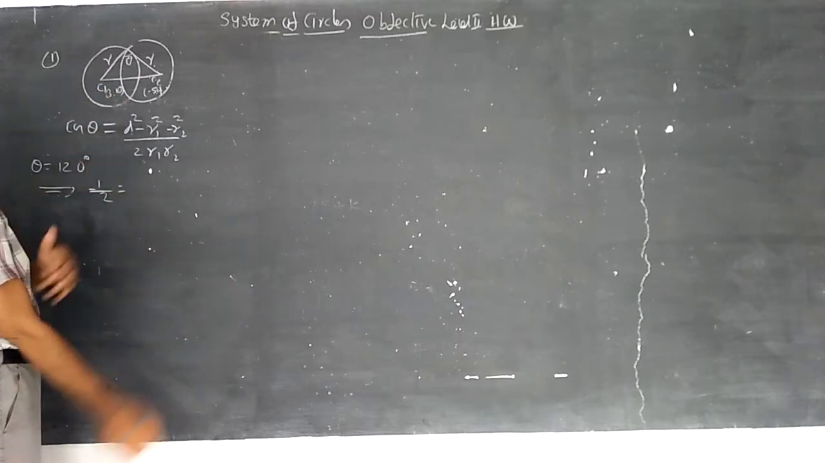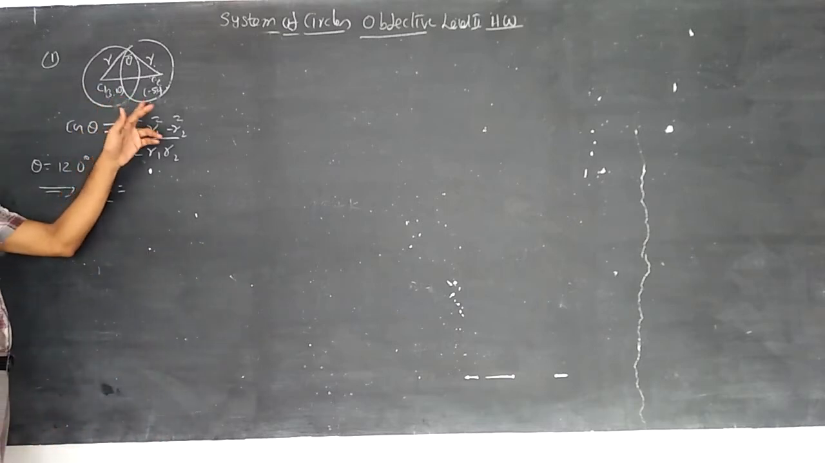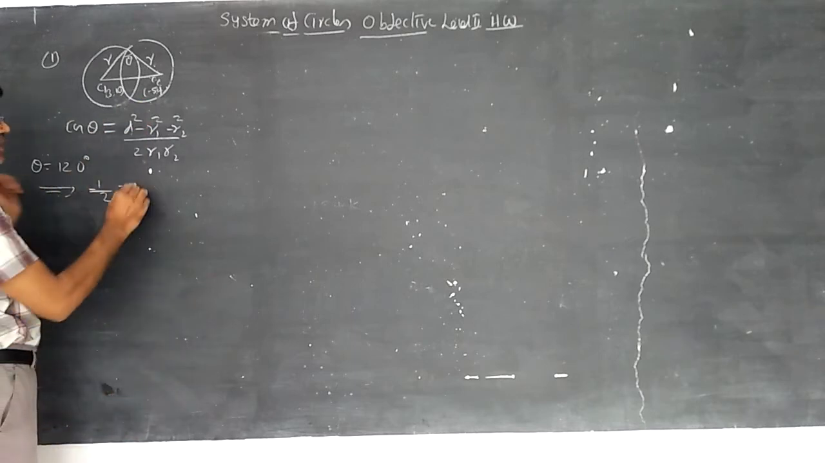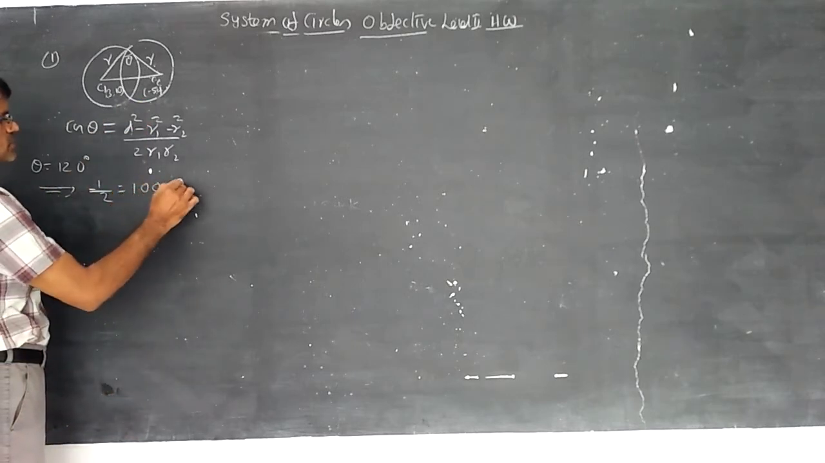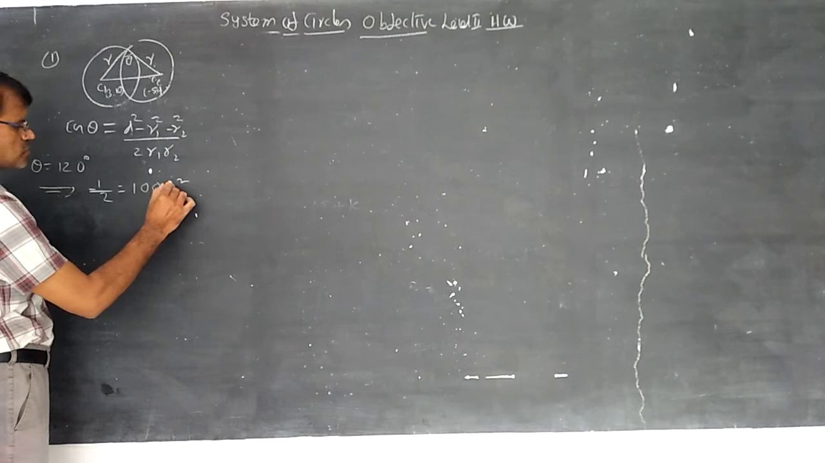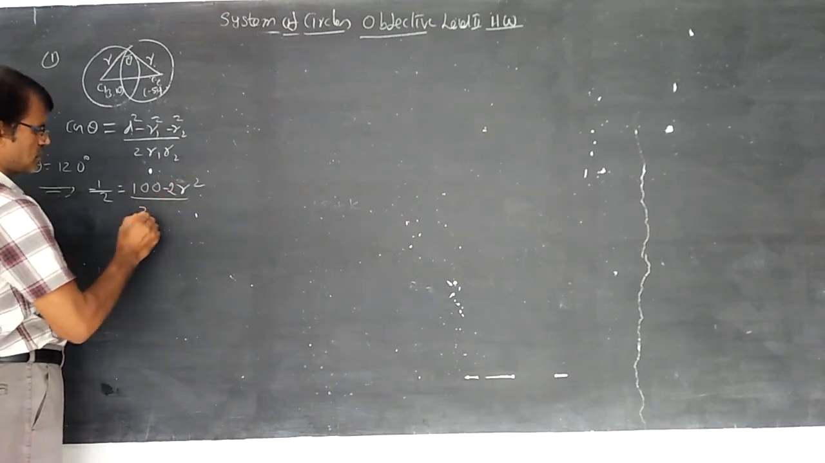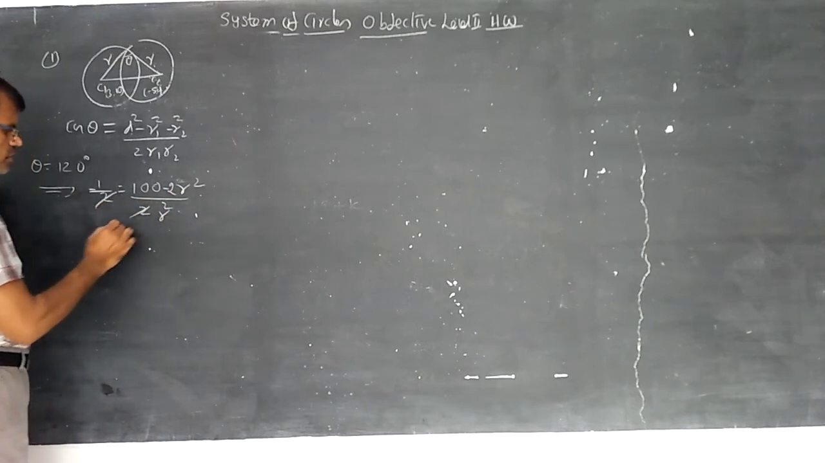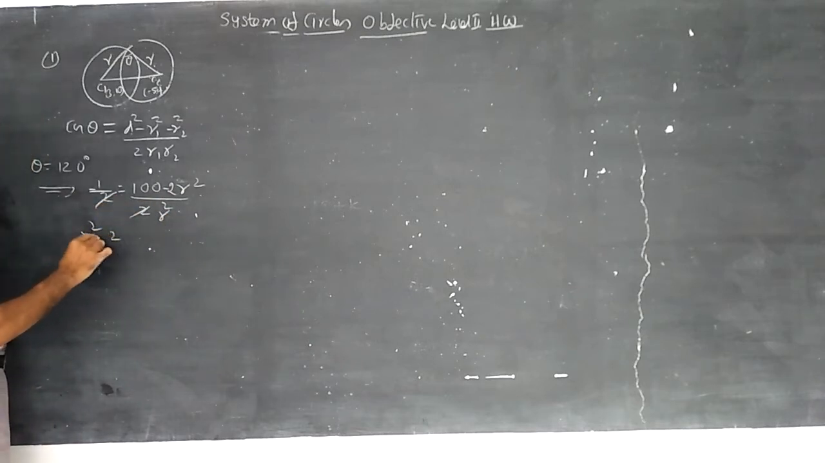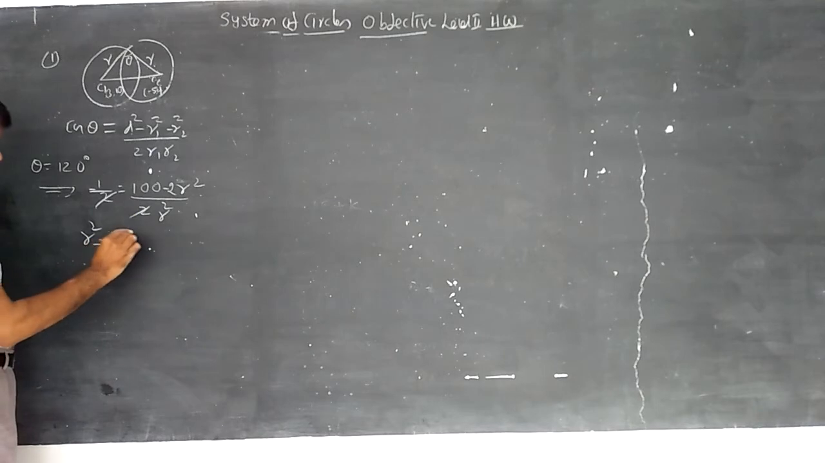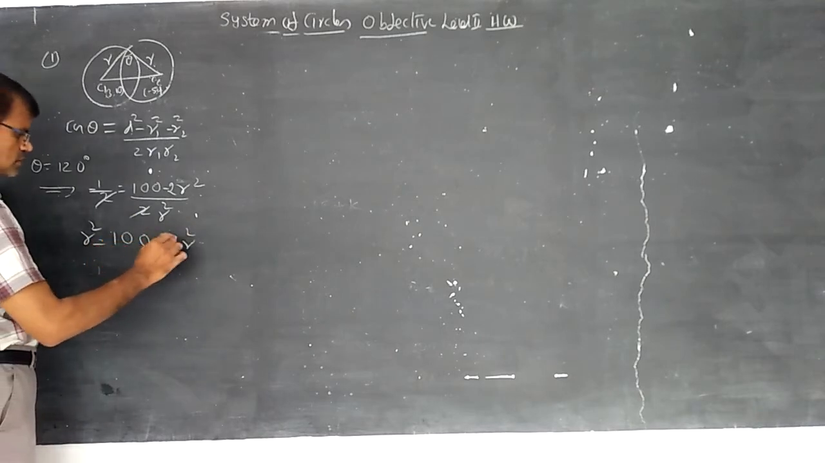3 comma 10 is the center. 3 plus 5, this is 64, and 10 minus 4, 36. So it is 100. 100 minus r square minus r square, because both are the same. You can write here 2r square. Here also you can write 2r square. 2 gets cancelled.